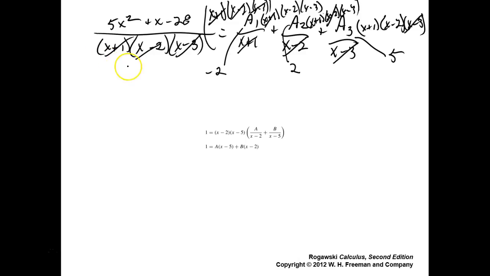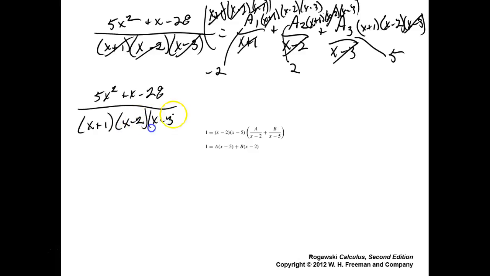So, our fractional form, 5x squared plus x minus 28 over this factored form, x plus 1 times x minus 2 times x minus 3 is equal to minus 2 over x plus 1 plus 2 over x minus 2 plus 5 over x minus 3. Okay? Boy, that looks a lot simpler, doesn't it?